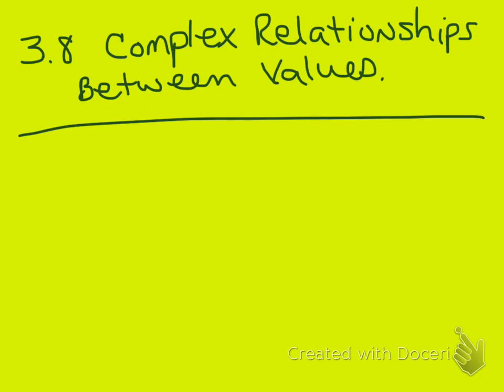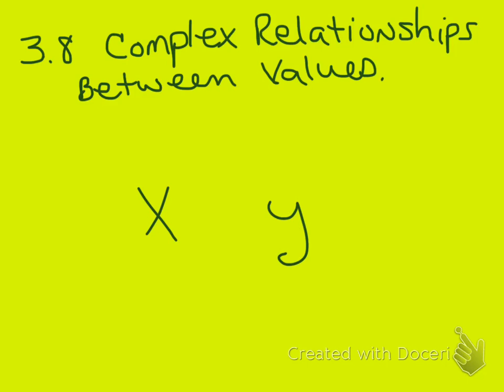We're going to do complex relationships between values. The mathematically related values studied so far have involved one operation, but sometimes more than one operation can be involved. Before, you had two letters, X and Y, maybe being added or subtracted or multiplied, but now we're going to combine them. We're going to have something multiplied and added. We're going to do multiple things now.